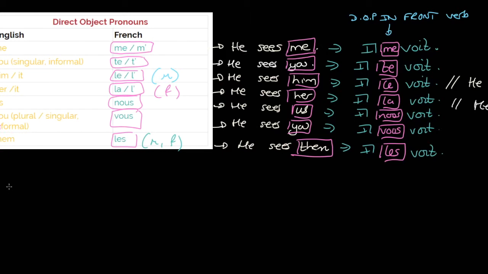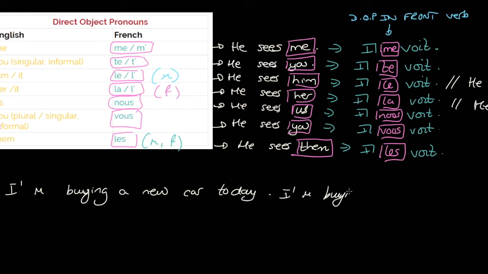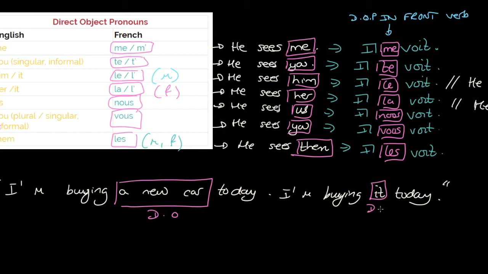Let's take, I'm buying a new car today. So buying a new car. What am I buying? Well, a new car, so that's my direct object. So I'm buying it today. So buying a new car, I'm buying it today. So it, my direct object pronoun.